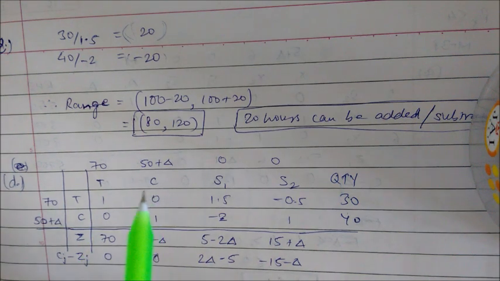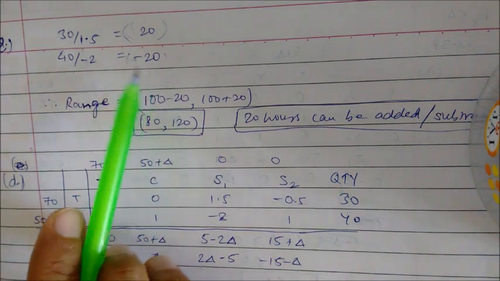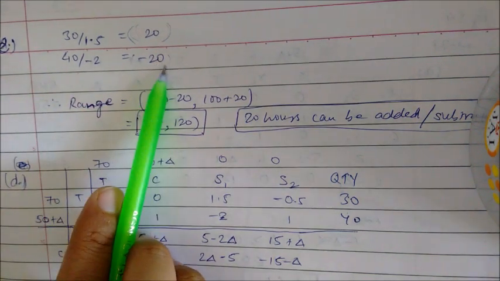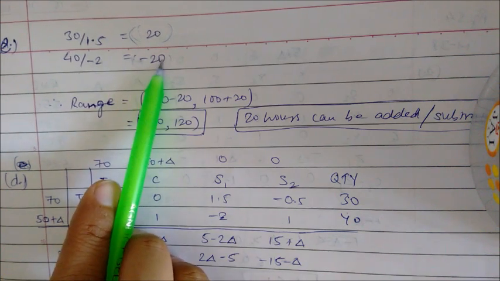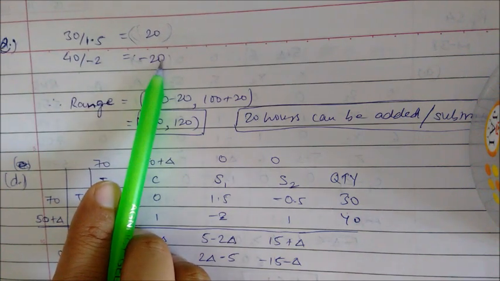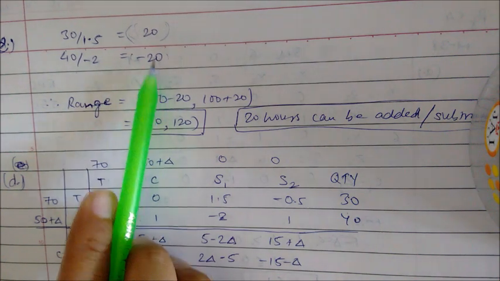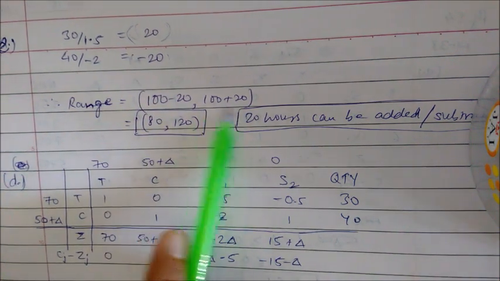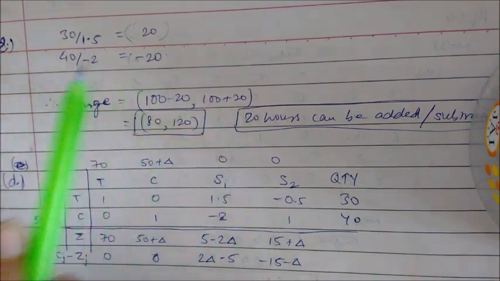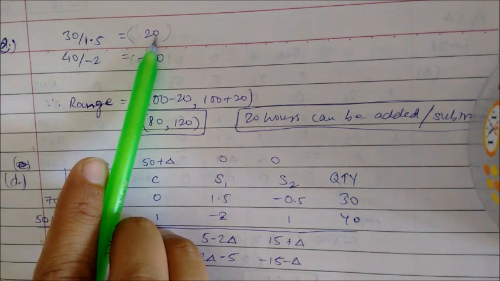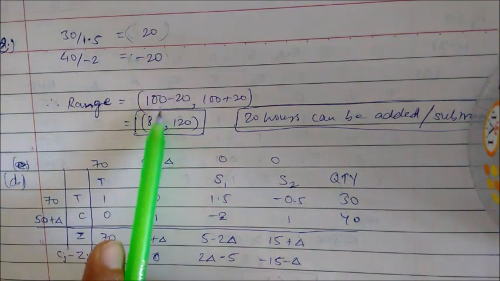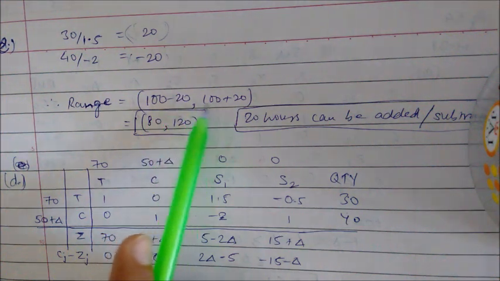So out here the least negative value is minus 20. We've taken this value 20, ignored the sign, and added it to the right hand side, that is 100. So 100 plus 20 will be the upper bound, and the least positive value, in this case, is 20. So we've subtracted 20 from 100. So 100 minus 20 to 100 plus 20.